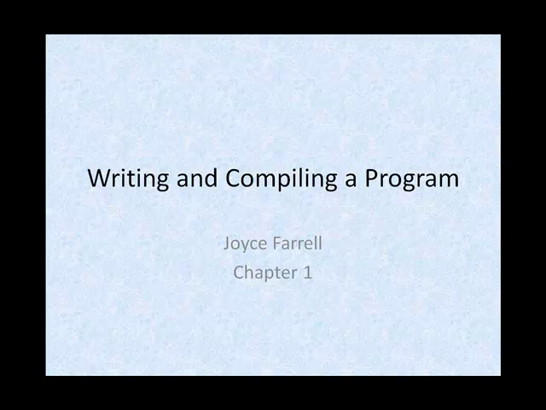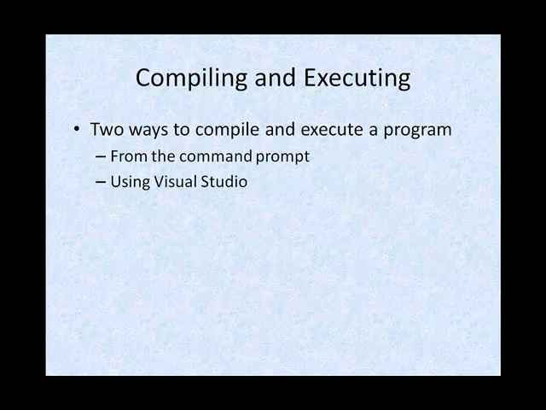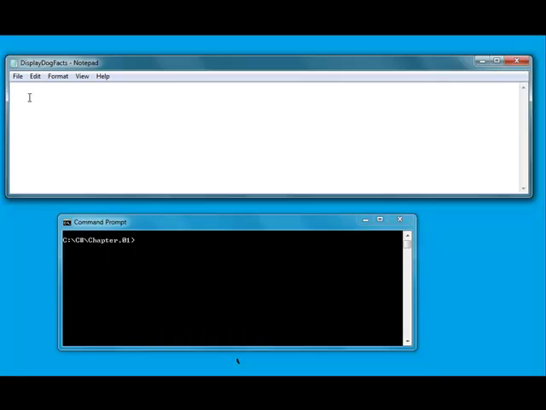Let's look at writing and compiling a C# program. There are two ways to write program code for a C# program. You can use a simple text editor, such as Notepad, or you can use the Visual Studio Integrated Development Environment. After you write the program, there are two ways to compile and execute it, from the command prompt or using Visual Studio.